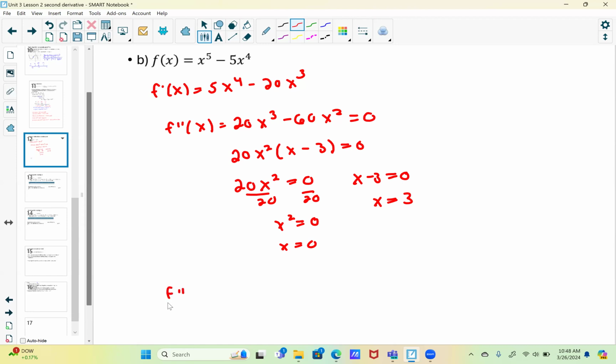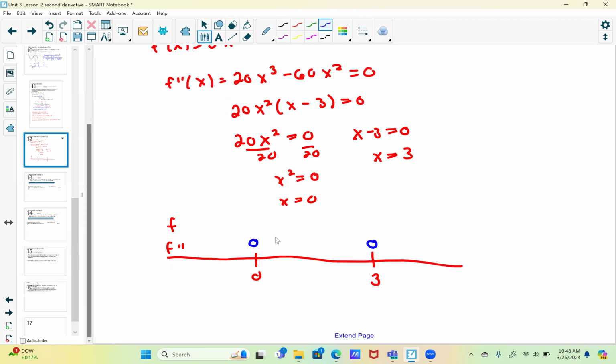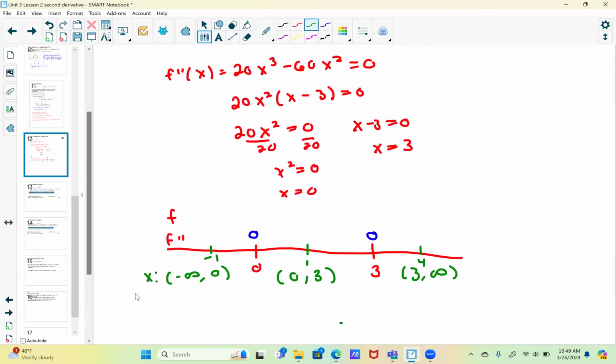So I make a sign chart. And again, if I make a sign chart, I'm showing the second derivative and my original function. I'm going to put my two possible points of inflection, where my second derivative is 0, on my number line. And then I'm going to do test points again. So I'm going to pick one point in this interval from negative infinity to 0, my x values. So I'm going to pick -1. I'm going to pick one point for my interval 0 to 3. So I'll pick 1 in that one. And I'm going to pick one in my interval from 3 to infinity. So I'll pick 4. And I'm plugging these into the second derivative. That's the key thing. I'm plugging them into the second derivative.